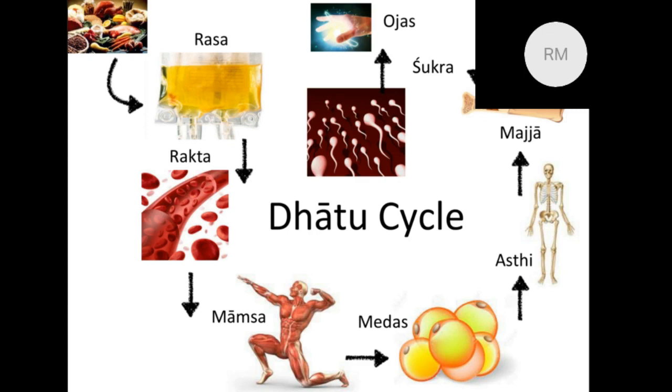And then again we cook it and remove the waste, take the essence. This goes on and on until you reach a point where there is no more waste to be removed. And this is the stage of ojas. So in the last phase of the dhatu paka, ojas is produced. Is this clear?